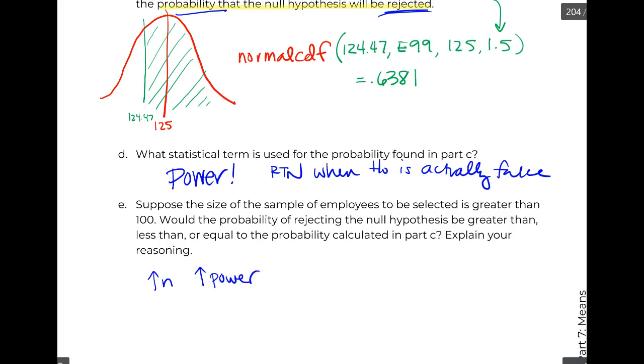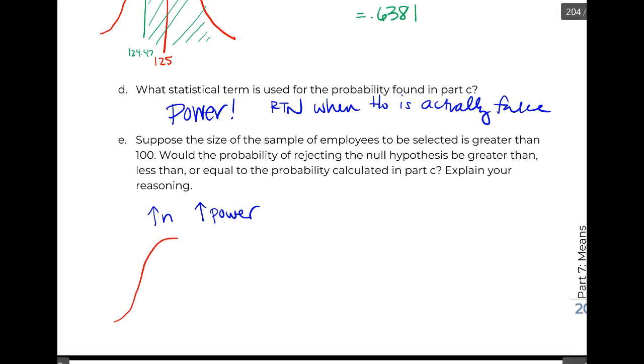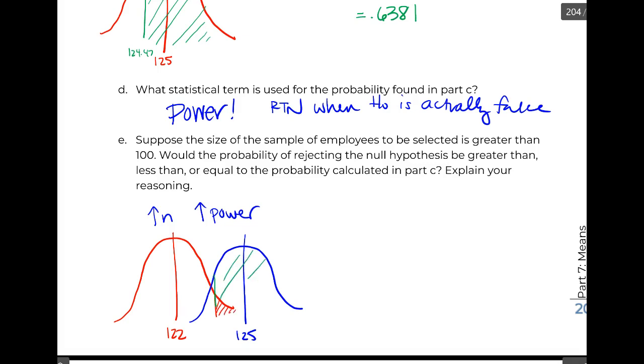But there is a classier way to explain this, and that classier explanation has to do with looking at these two normal distributions, because there are two, right? We have our normal distribution centered around our null value, centered at 122. And we have a distribution centered at the true value of 125, right? And so our rejection region for the 122 area ends up being the probability in this 125 land, right? So here's the reality, here's what we're testing.